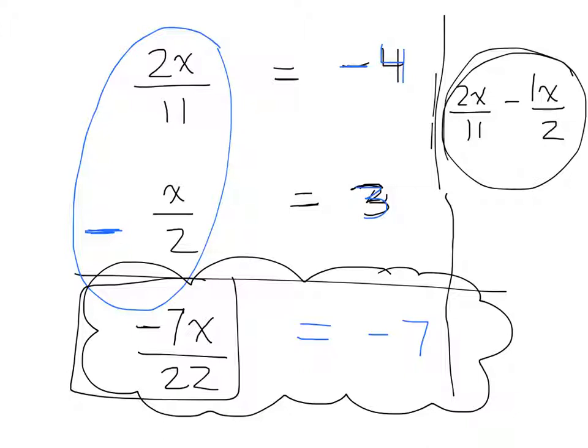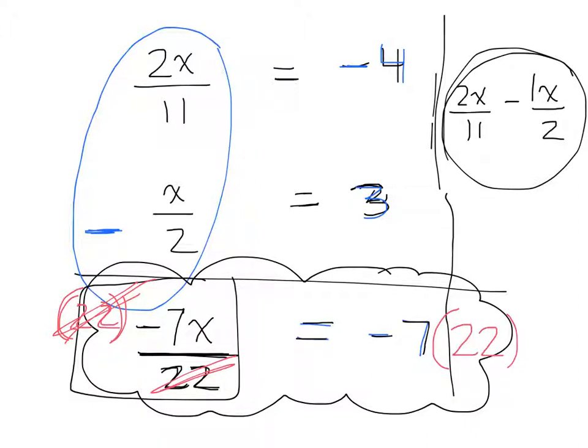Negative 7x divided by 22 is equal to negative 7. How do I isolate x? What's the first thing we want to do here to isolate our variable? Because it's negative 7x divided by 22, the opposite of divided by 22 is multiplied by 22. That cancels, it reduces to 1, okay? So what do I have to do to the right side? What did I do to the left side? I multiplied by positive 22, so I need to multiply this by positive 22. So I have negative 7x equals negative 7 times 22.